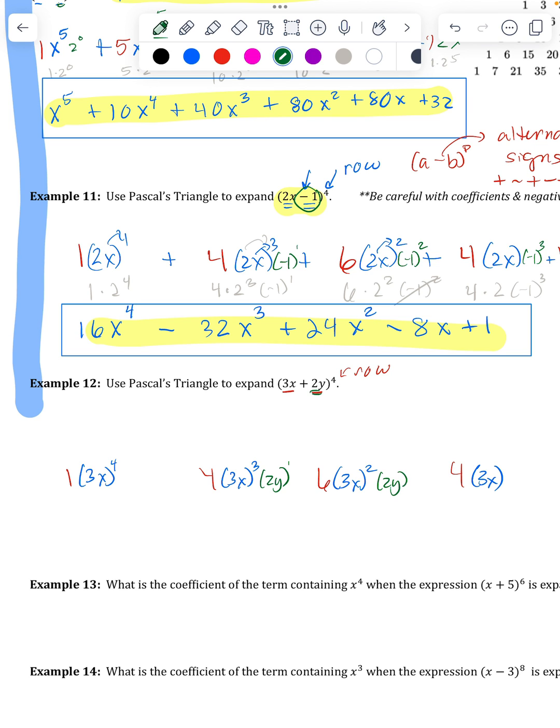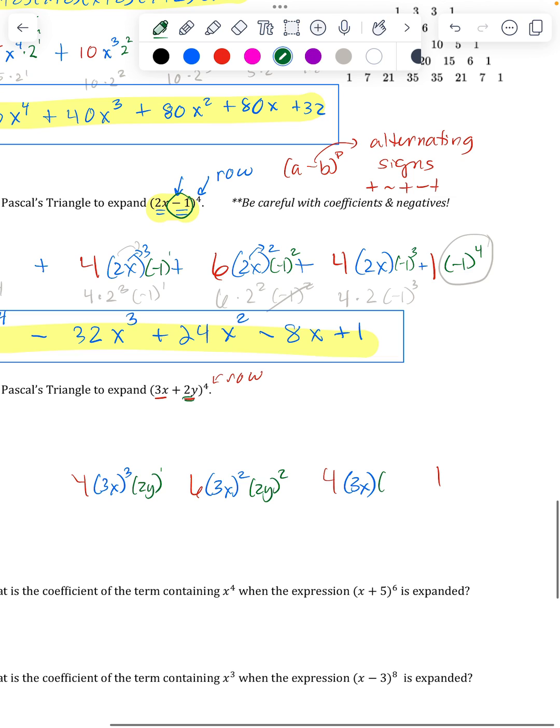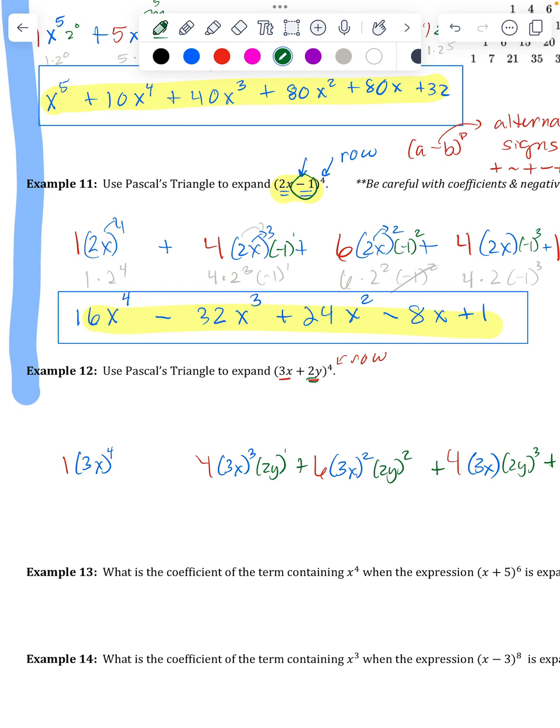Then it's going to be to the 2nd power. Then it's going to be to the 3rd power. And then it's going to be to the 4th power. So as the 3x loses power, the 2y gains power, so that at any of these, you can see that the total power is still going to be 4. So here I have 3 and 1, so the total power is still 4.